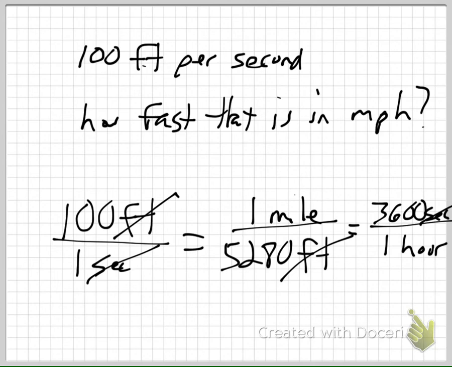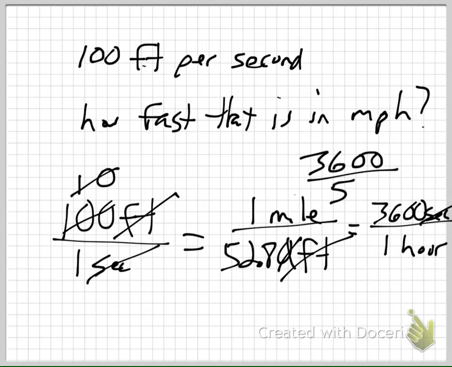But now we have to start reducing. 100, I can divide this by 10, making that 10, and making this 528. Does that make sense? Okay. I'm going to divide this by 10 and divide this by 10, making this 52.8. What is 3,600, I need a calculator here, divided by 52.8. That's what I want.